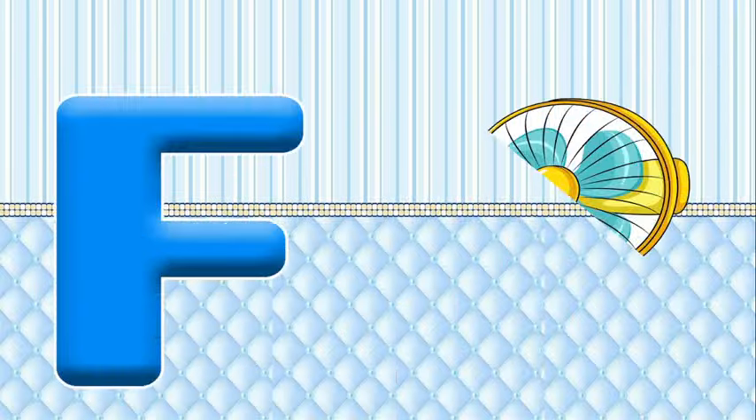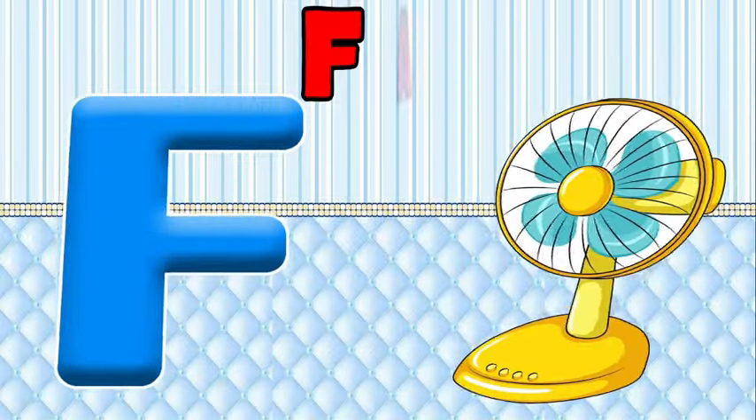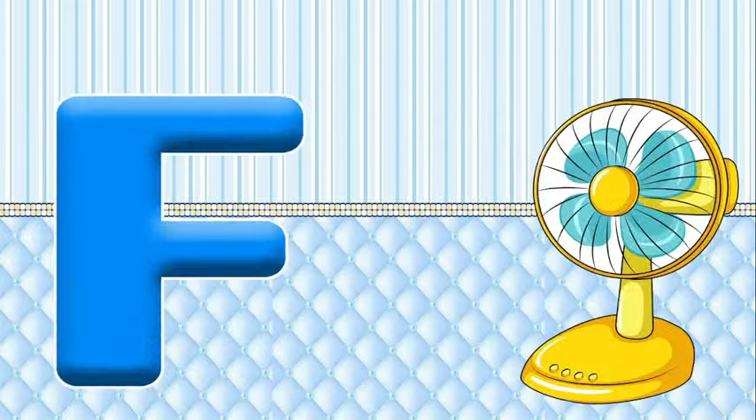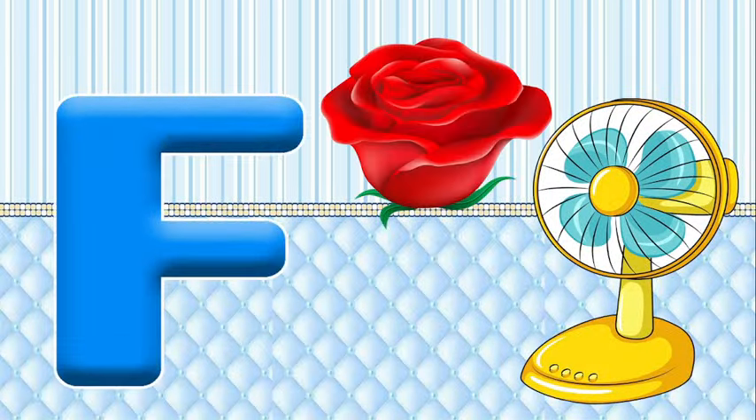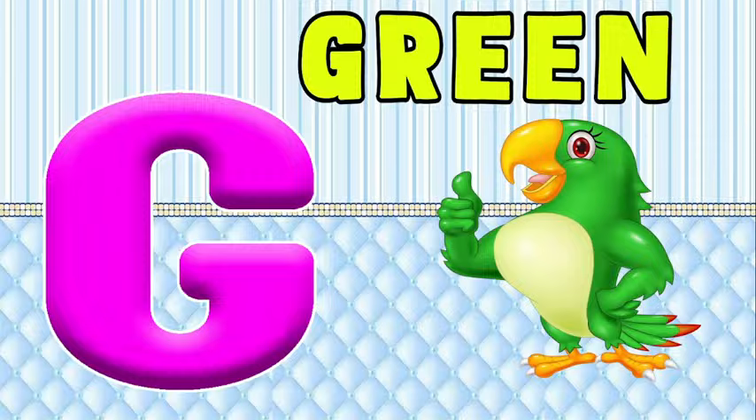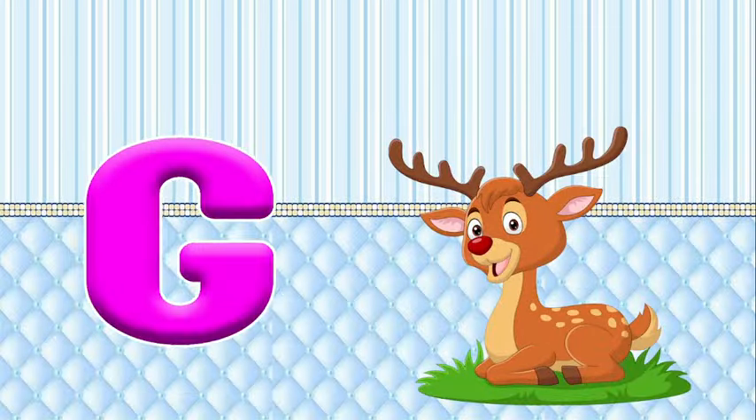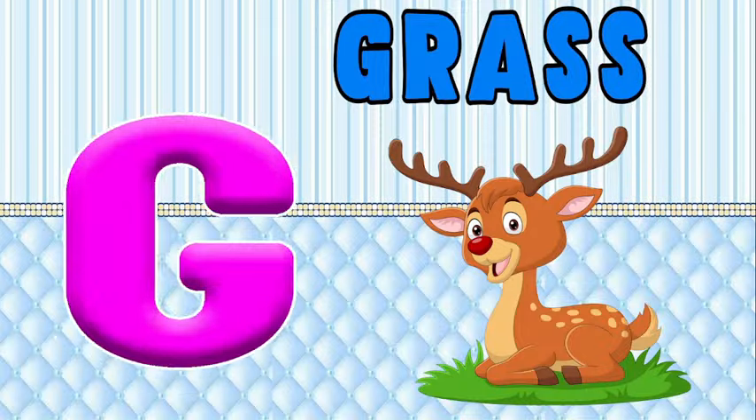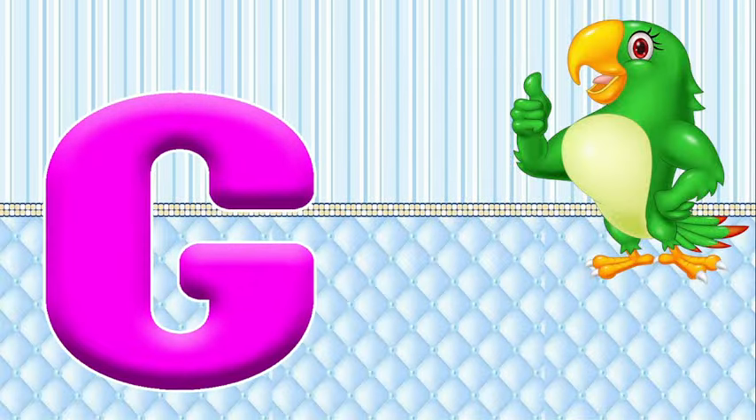F is for fan, fan. F is for flower, flower. F is for fan. F is for flower. G is for green, green. G is for grass, grass. G is for green.